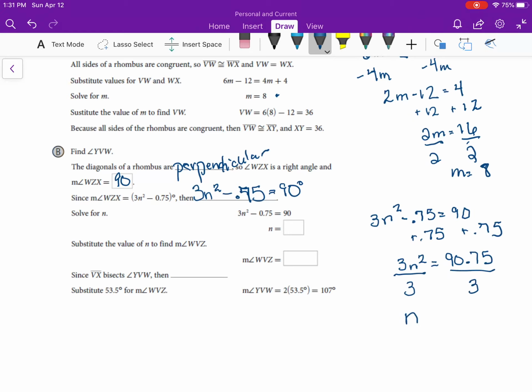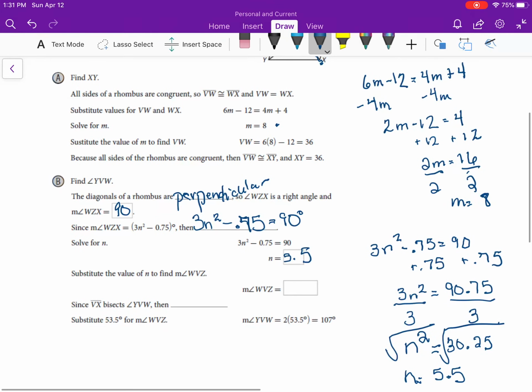I'm trying to get my n alone, so I have to get rid of the coefficient first. And this would be 30.25. Now I take the square root of both sides. The square root of 30.25 is 5.5. So n itself is worth 5.5.